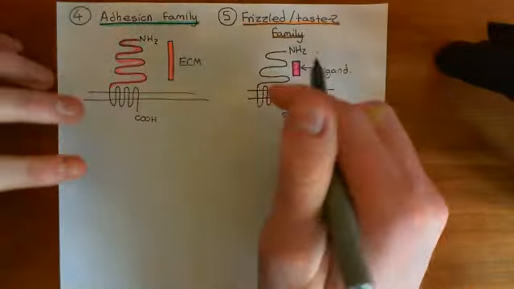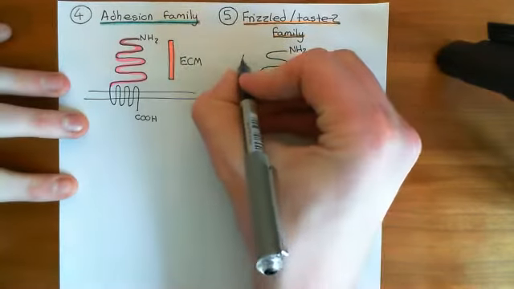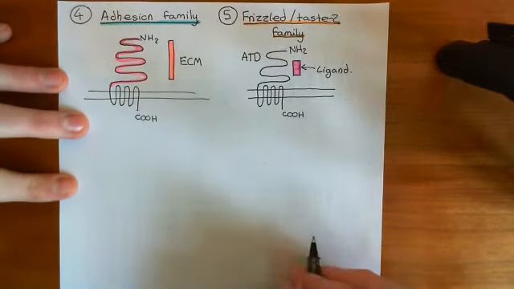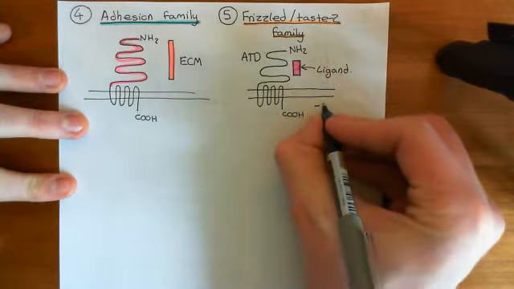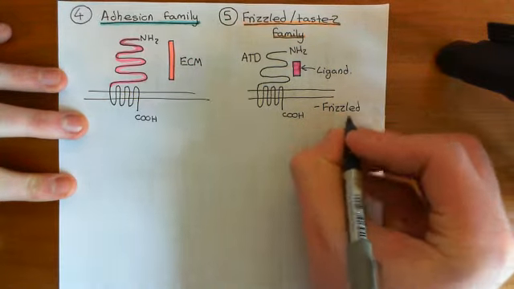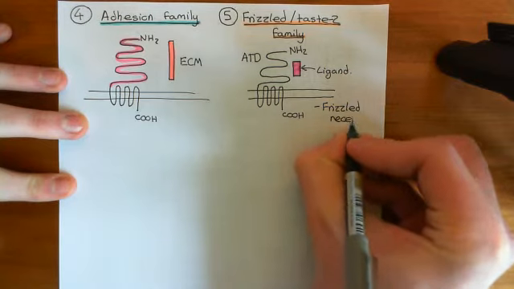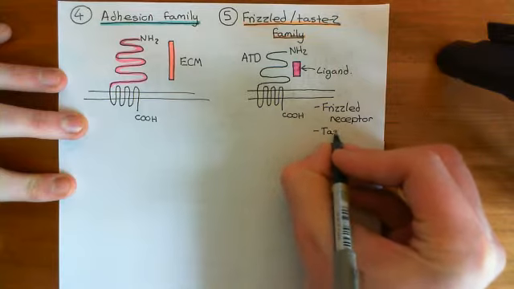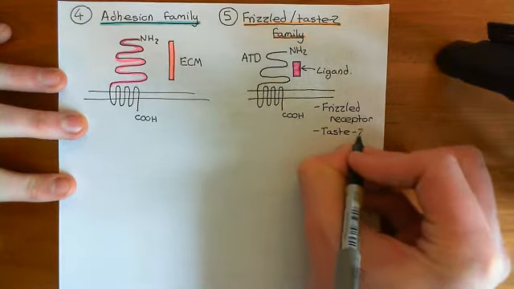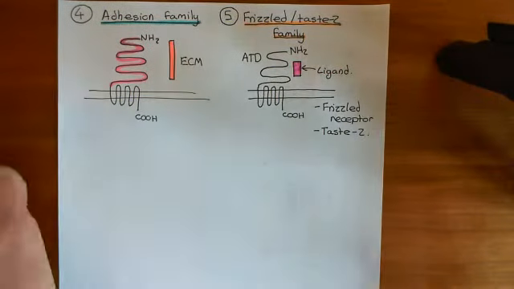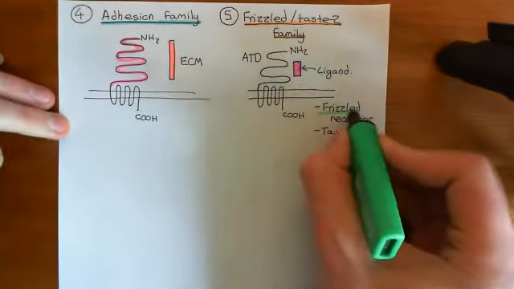Okay, so everything else where you just bind a ligand to the amino terminal domain is grouped into this Frizzled/taste2 receptor family. The main members of this family are the Frizzled receptors, which we need to talk about now, and also the taste2 receptors, which are involved in sensing bitter tasting molecules in the gustatory system. So the Frizzled receptors, finally.